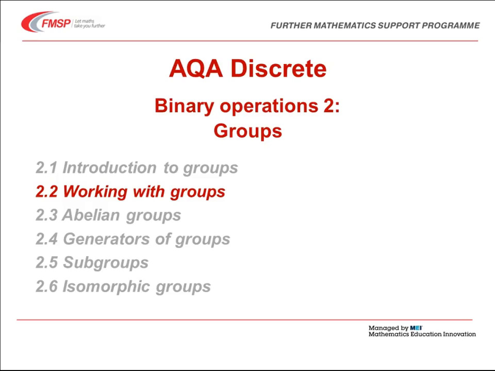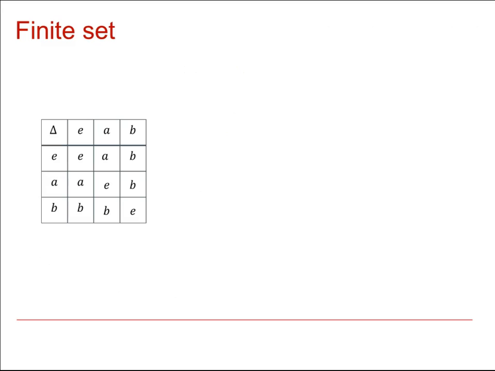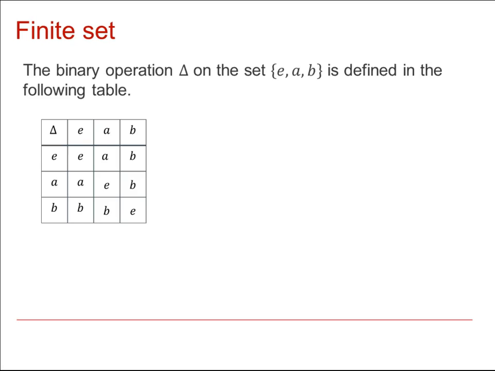This is a video for AQA Discrete Mathematics, Binary Operations Section 2.2, Working with Groups. Well, here's a finite set {E, A, B}, and we have on it defined an operation delta given by the results in the Cayley table. The question then is to decide whether this is a group or not.